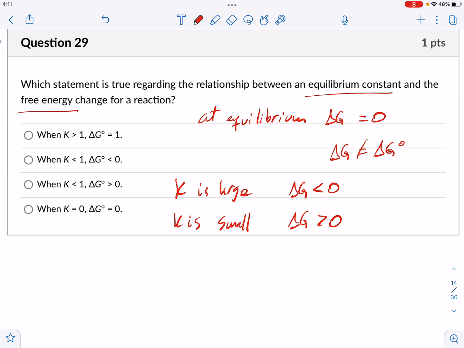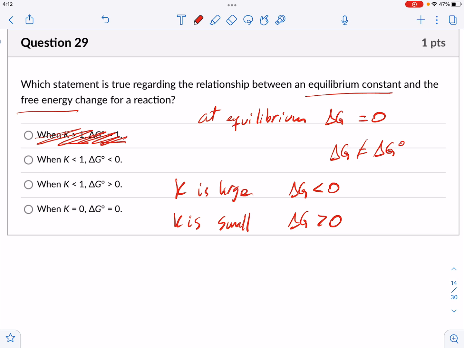So if we look at our options here, we have K larger than 1 with a delta G equal to 1. Well, that's a delta G positive, right? If delta G is equal to 1, that doesn't add up with a large value of K. A more positive value of K will give you a delta G that is negative because the products are favored. So this doesn't match.